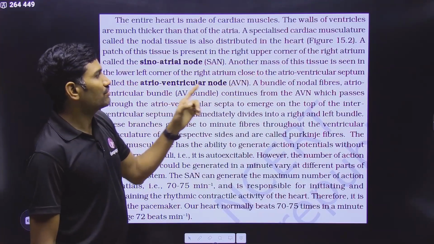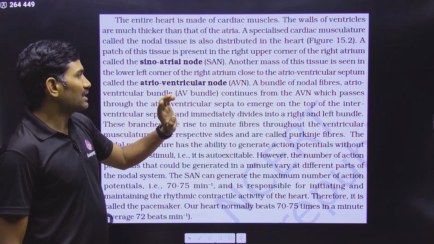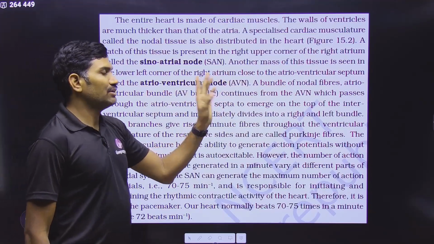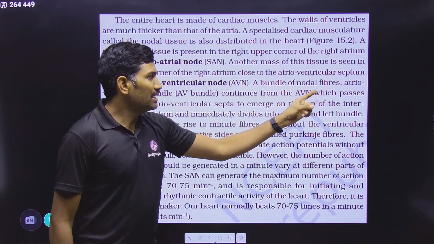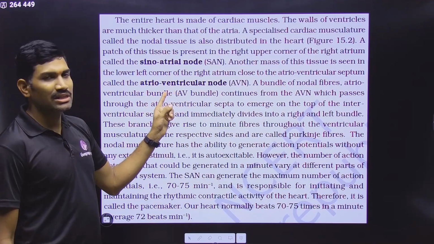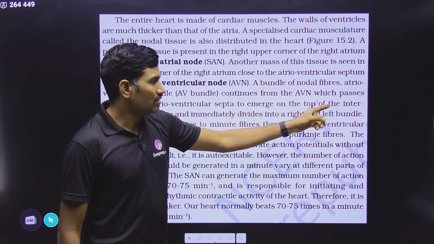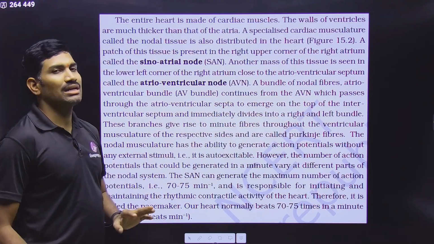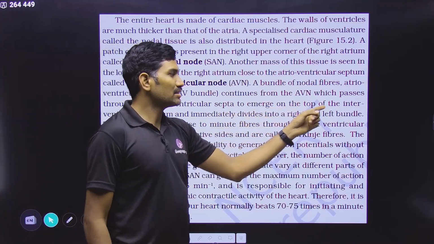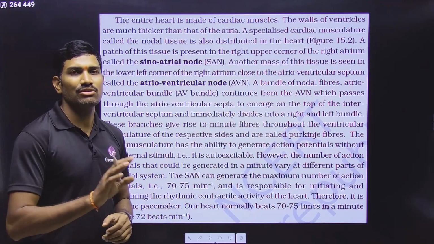Next one, another mass of tissue is seen in the lower left corner of the right atrium, very close to the atrioventricular septum, and it is called the AV node, atrioventricular node. A bundle of nodal fibers called the atrioventricular bundle, or AV bundle, continues from the AV node, passes through the atrioventricular septa, and emerges on the top of the interventricular septum.